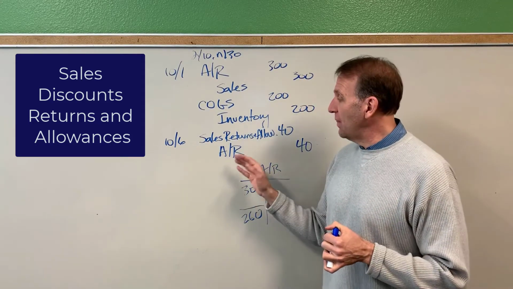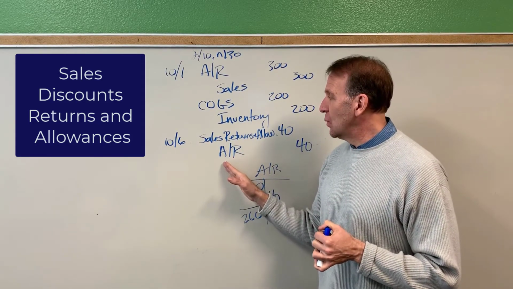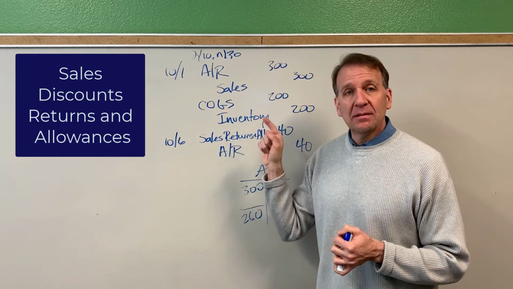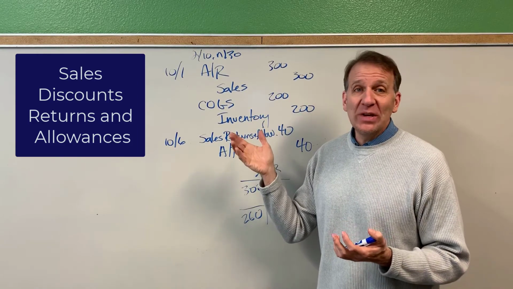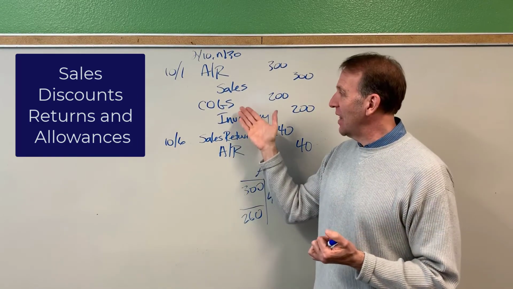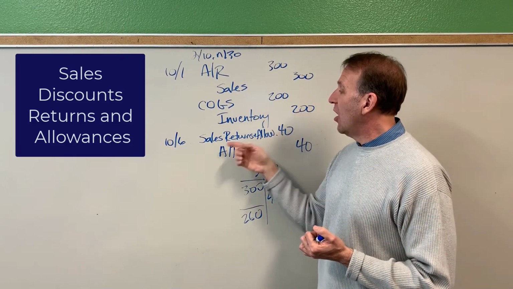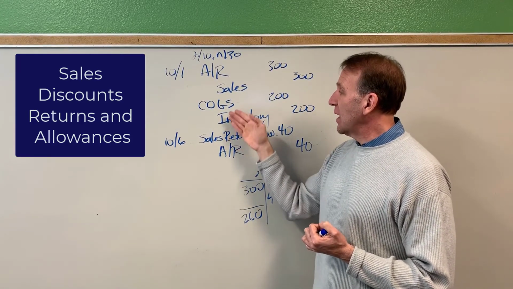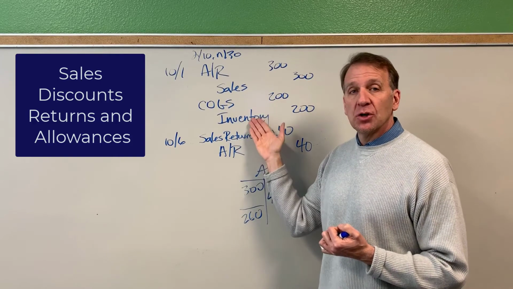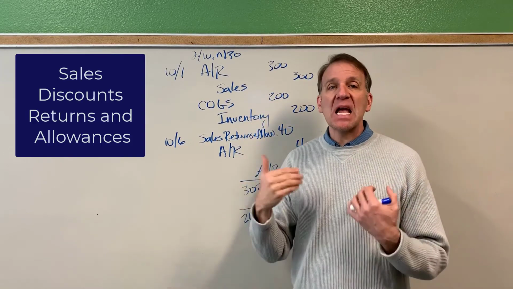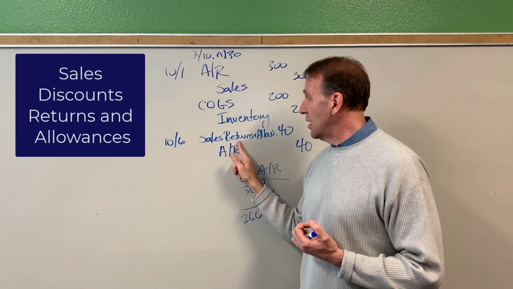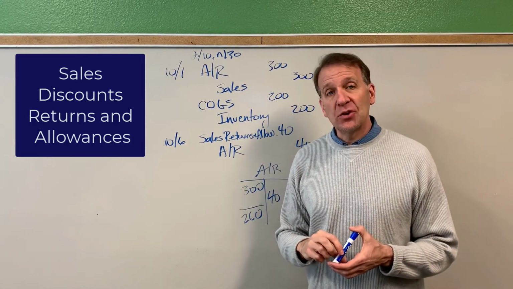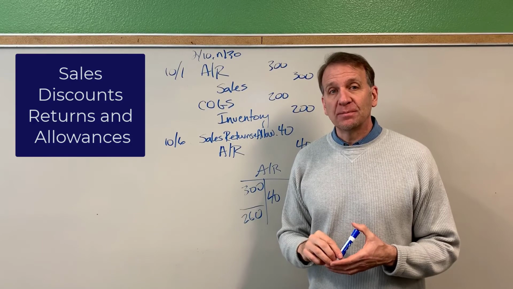Let me point one thing out here. When we did this, remember, we did not reverse this out. Why is that? Because we didn't get back the inventory. The seller did not get back the inventory. All they did was reduce the price. So when it's an allowance, you don't have to do anything with this part of the journal entry because the inventory is not coming back. When it's a return, then this needs to be reversed out for the dollar amount of the return.